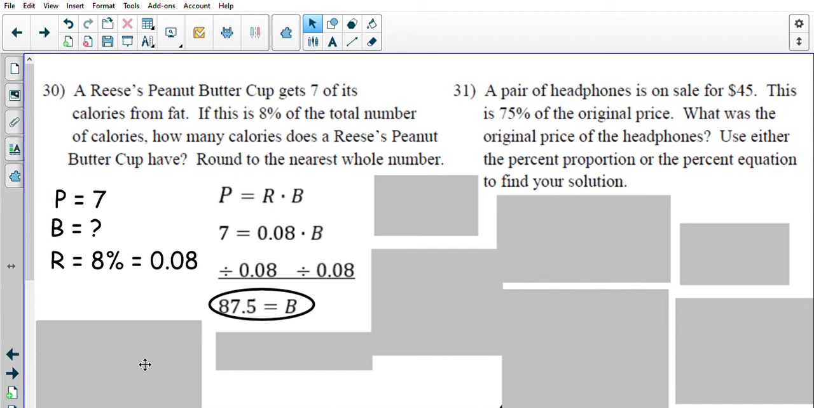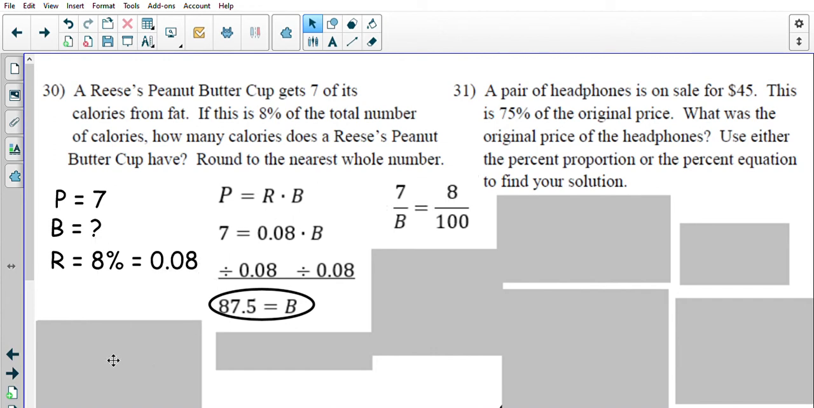This makes more sense, having 7 be the part and B is our unknown, and of course our percent is 0.08. Don't forget to write that percent as a decimal, because if you don't, you're actually going to get 0.875, which is less than 1 calorie again, which doesn't make sense.